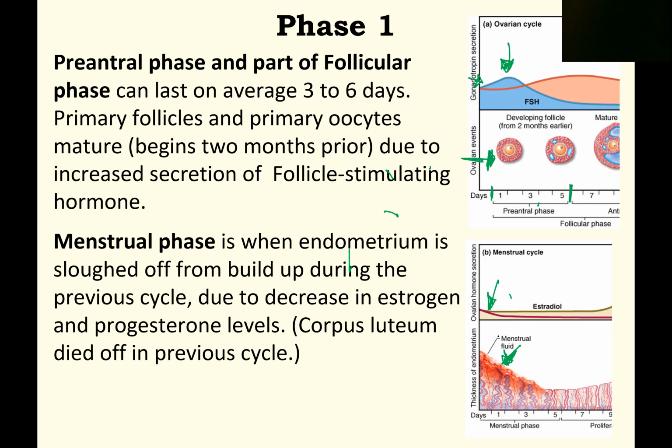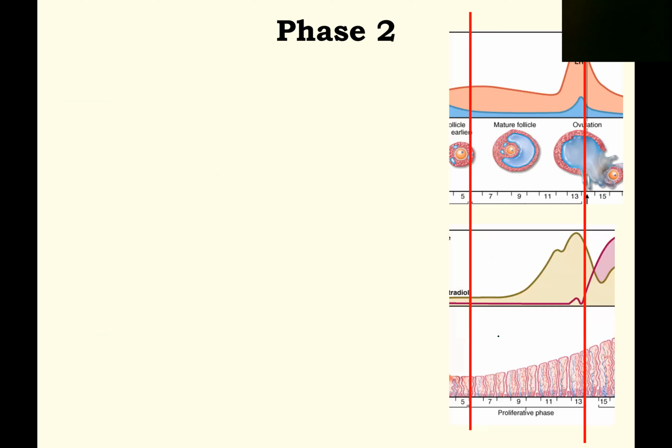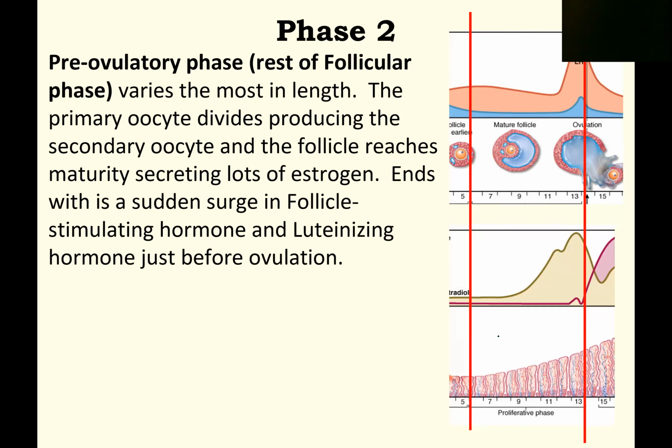Okay. Second phase is called the pre-ovulatory phase, or the rest of the follicular phase. This is the one that varies the most. So this is why you can have a 20-day cycle, and this is why you can have a 45-day cycle. So for length, just put varies.